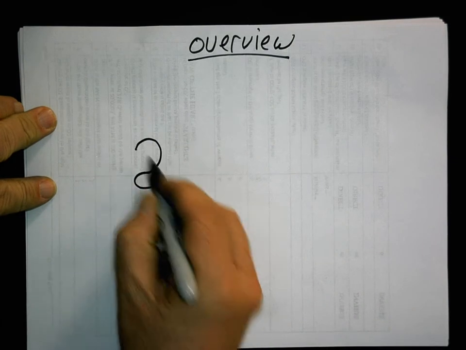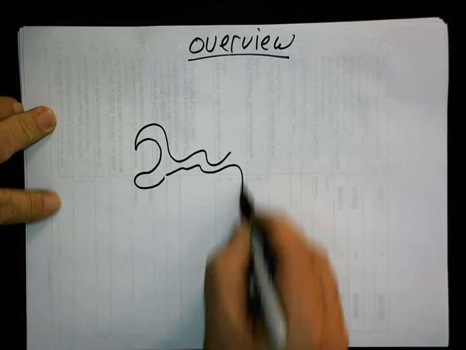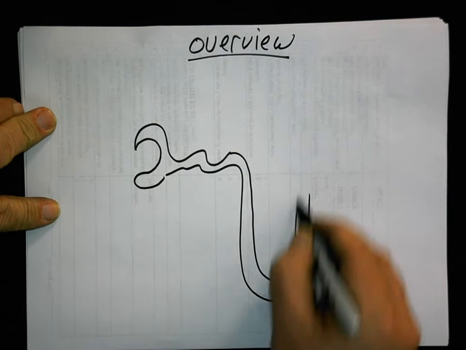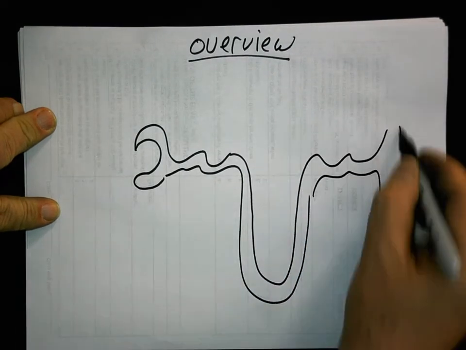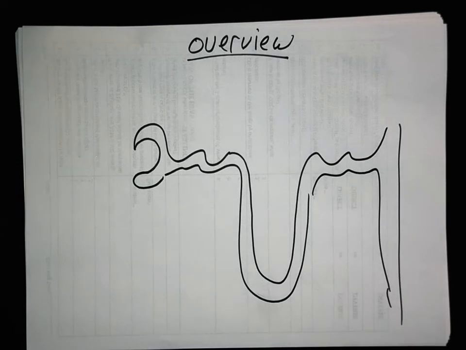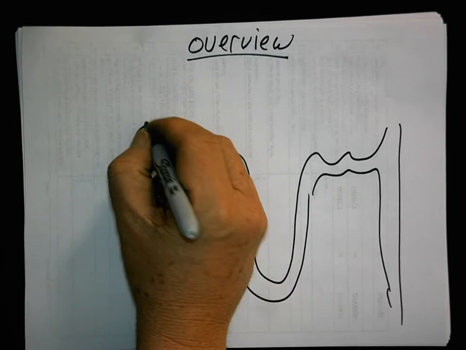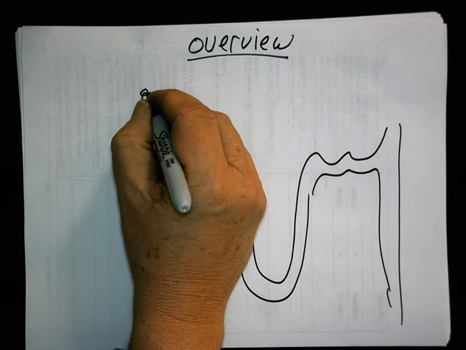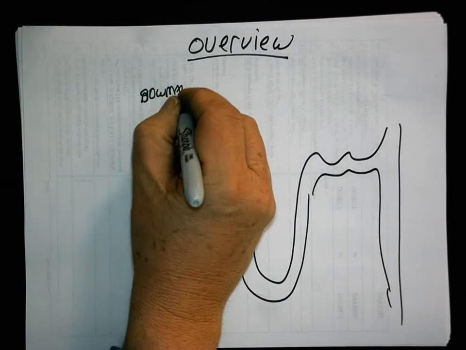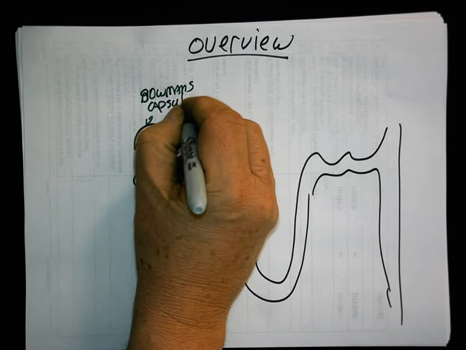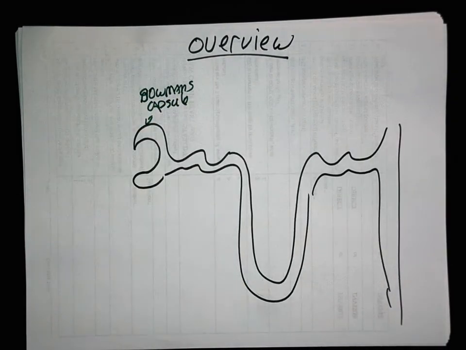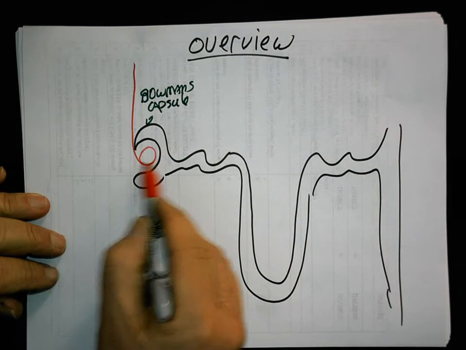Overview of nephron function. When you look at the main structures of the kidney, it consists of the renal corpuscle, comprised primarily of the glomerulus, or what's called Bowman's capsule. The glomerulus is the blood supply feeding into that capsule.